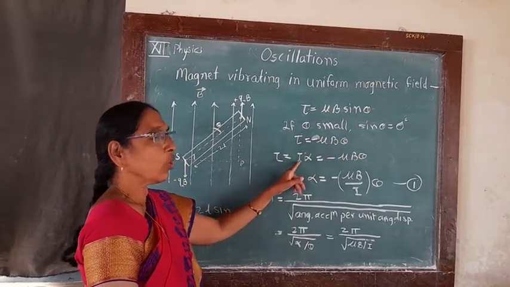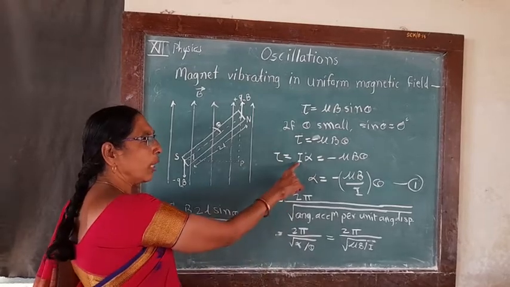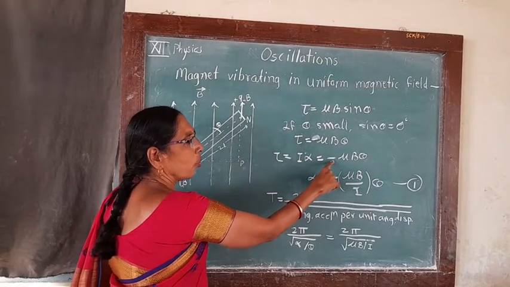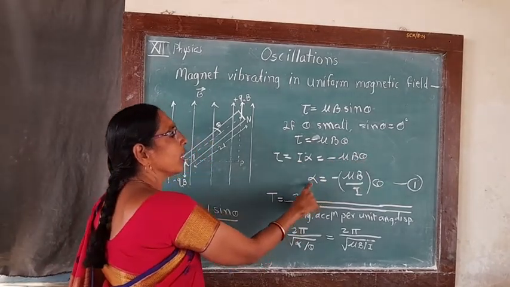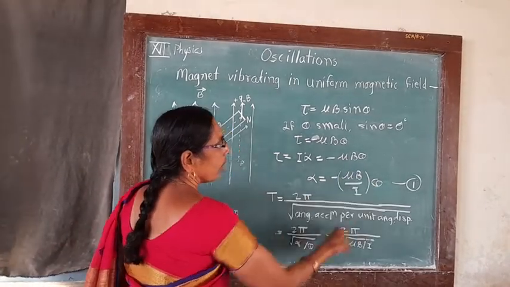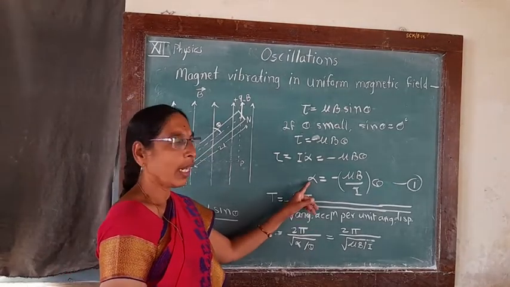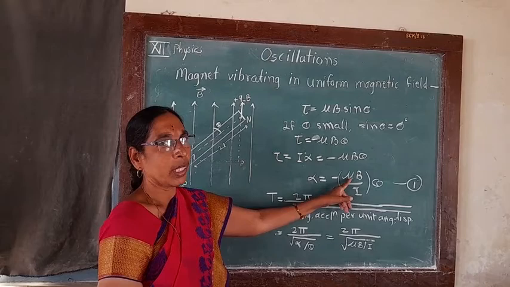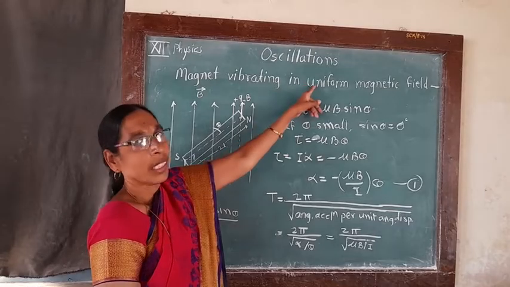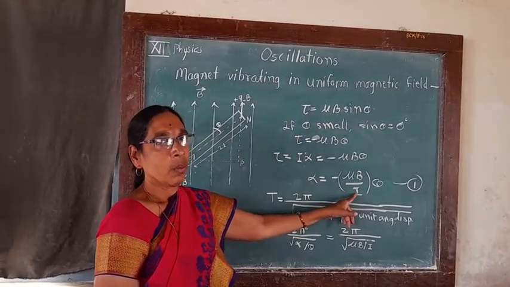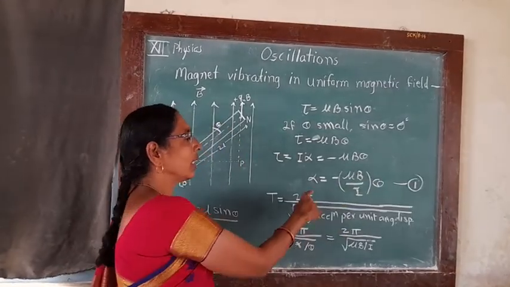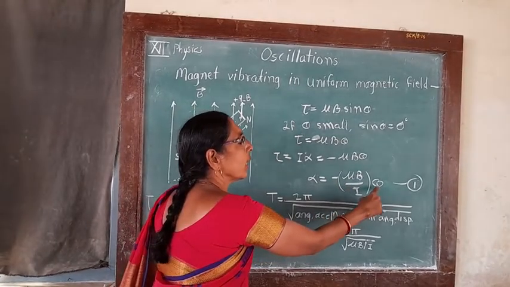But torque is also equal to I into alpha, where I is the moment of inertia and alpha is the angular acceleration. Hence I alpha is equal to minus mu B theta. That means the angular acceleration alpha is equal to minus mu B upon I into theta. In this equation, mu is the magnetic dipole moment, which is constant. B is the magnetic field, which is also uniform, that is constant, and I, the moment of inertia, is also constant. That means this bracketed term is constant, and hence alpha is equal to minus constant into theta.